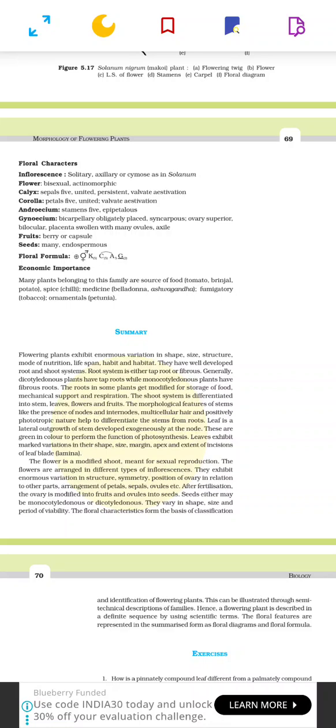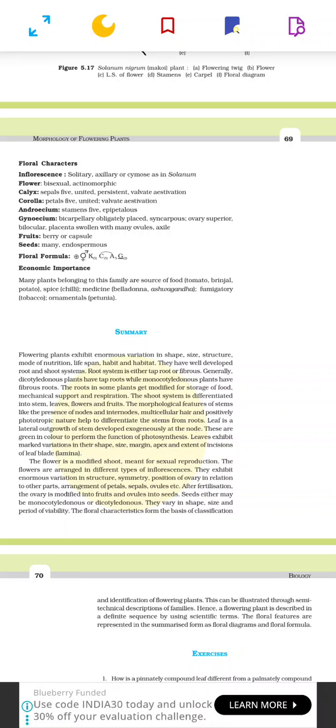A leaf is a lateral outgrowth of the stem developed exogenously at the node. These are green in color to perform the function of photosynthesis. Leaves exhibit marked variations in their shape, size, margin, apex and extent of incision of the leaf blade or lamina. The flower is a modified shoot meant for sexual reproduction. The flowers are arranged in different types of inflorescence. They exhibit enormous variations in structure, symmetry, position of ovary in relation to other parts, and arrangement of petals, sepals, ovules, etc. After fertilization, the ovary is modified into fruit and ovules into seeds.